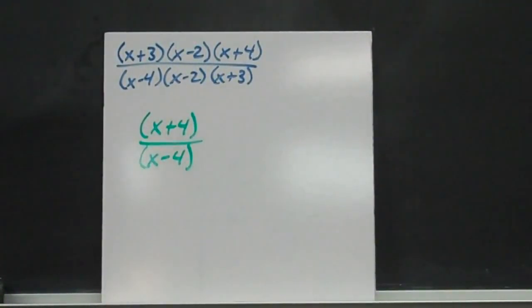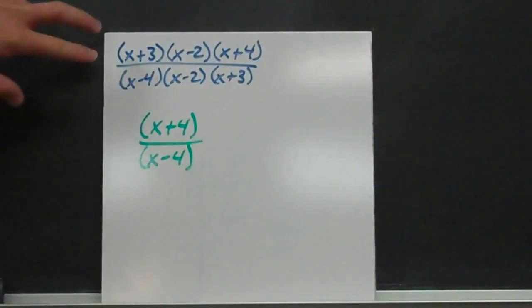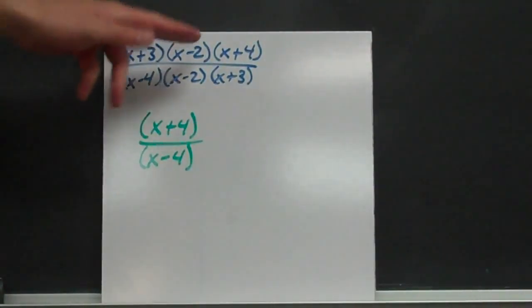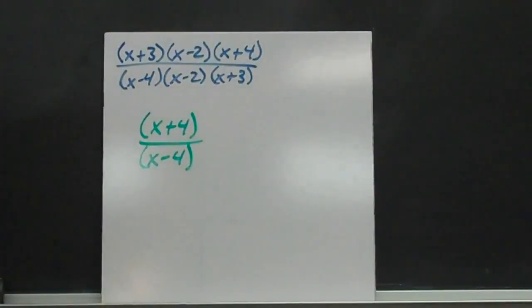This is our lesson on simplifying rational expressions. A rational expression looks like the following. This is one example: x plus 3 times x minus 2 times x plus 4, all divided by x minus 4 times x minus 2 times x plus 3. And what you're looking for here are things that are the same on the top and on the bottom. Things that, if you divided them by each other, you would get 1 for an answer.